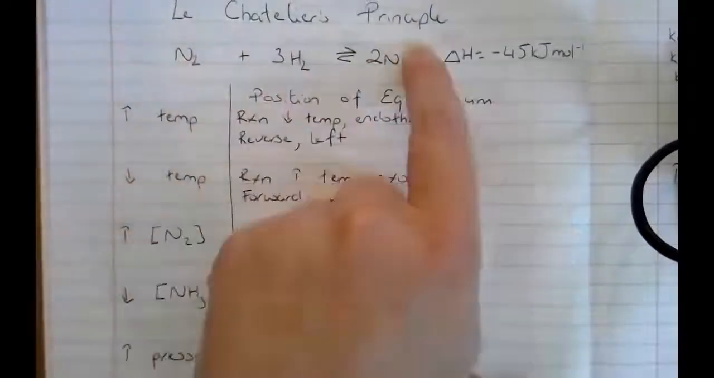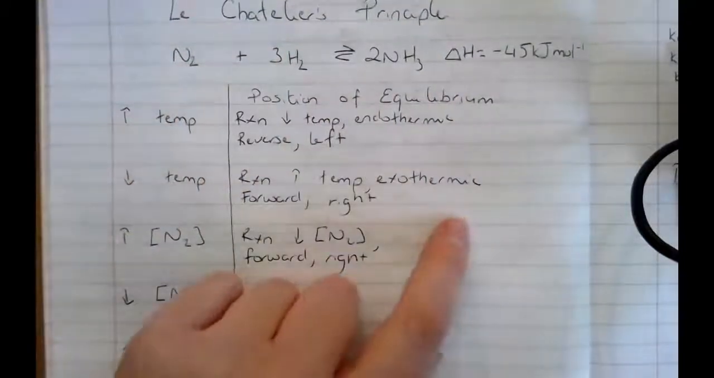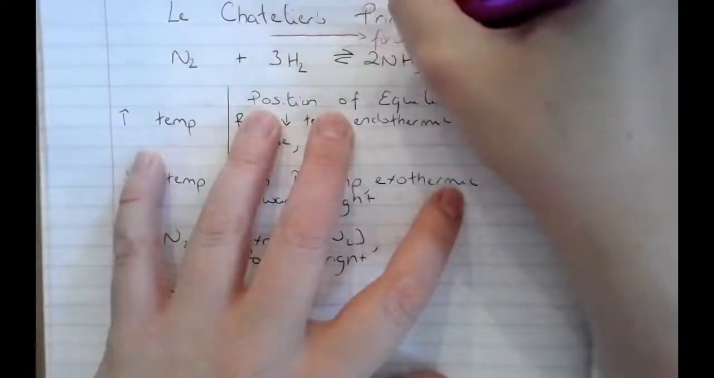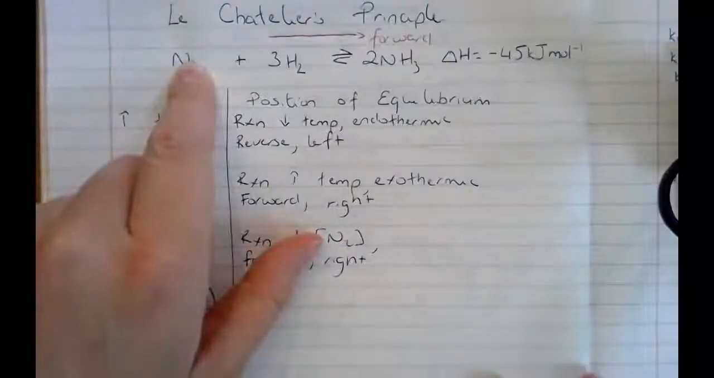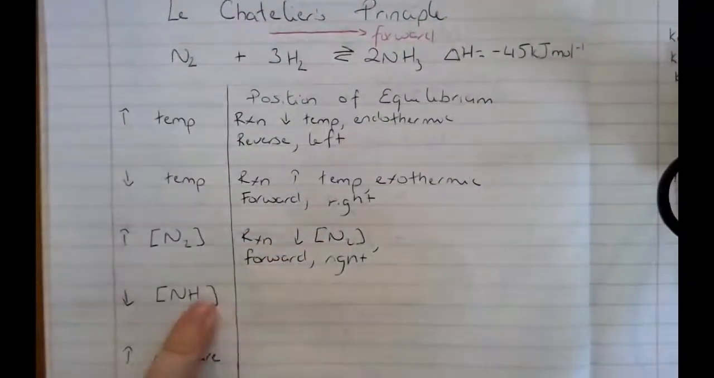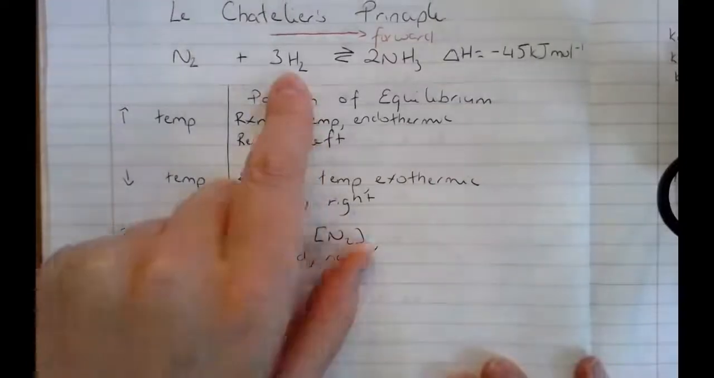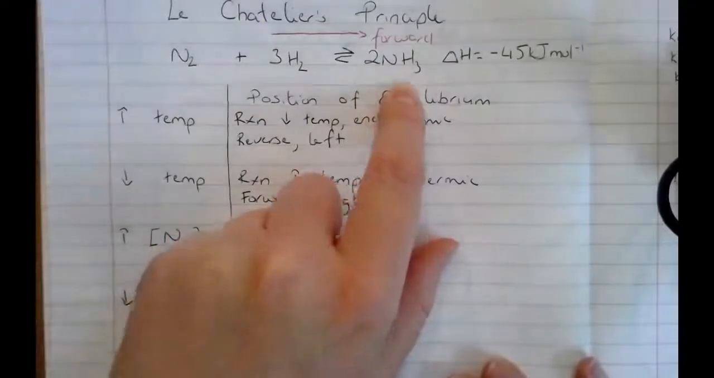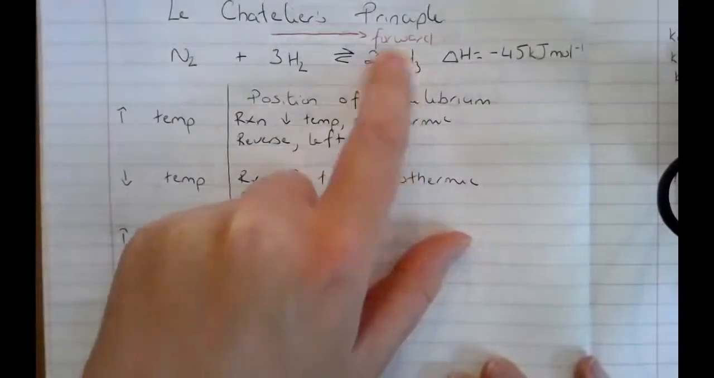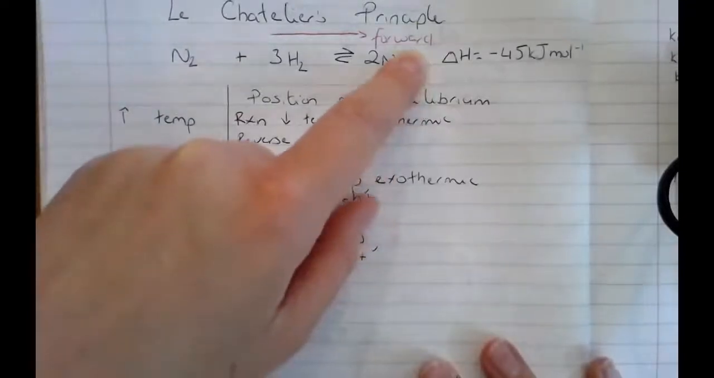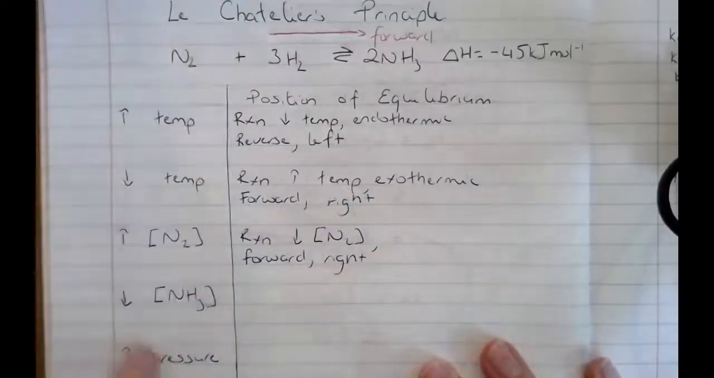So if the forward reaction is occurring, which is this one going from left to right, there's my forward, then the N2 is getting used up and the concentration of N2 will decrease. If I increase the concentration of H2, the exact same thing would happen. If I increase the concentration of NH3, then the reaction would try and decrease the concentration of NH3, and the reaction would end up moving to the left to use it all up again.